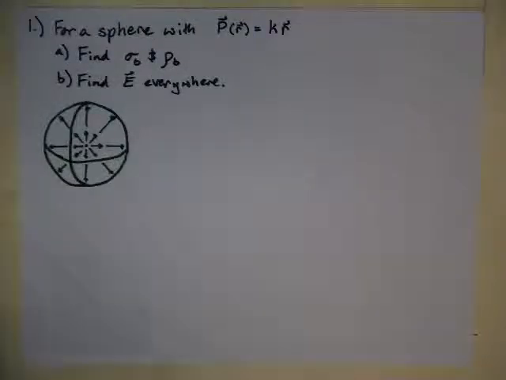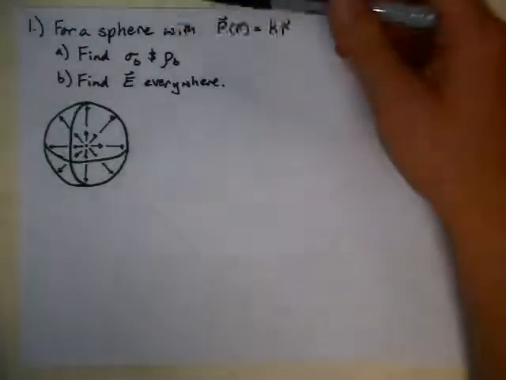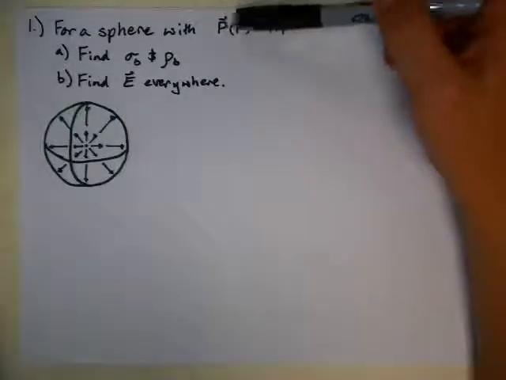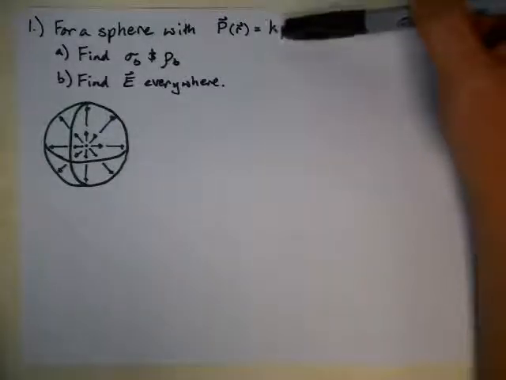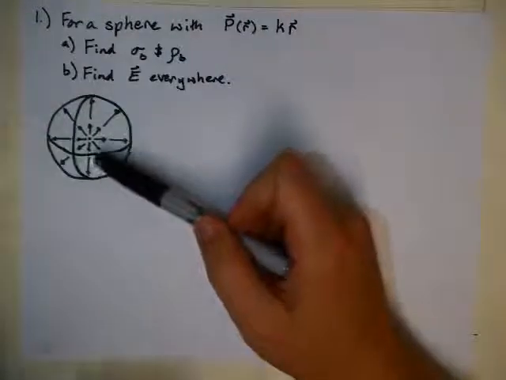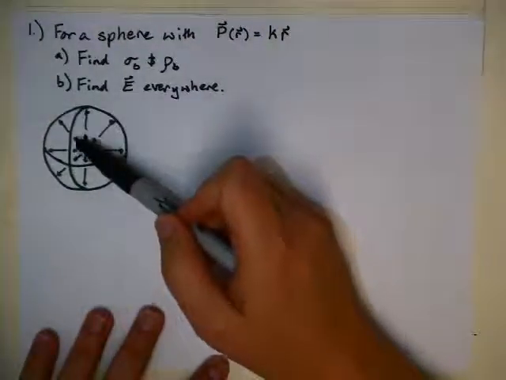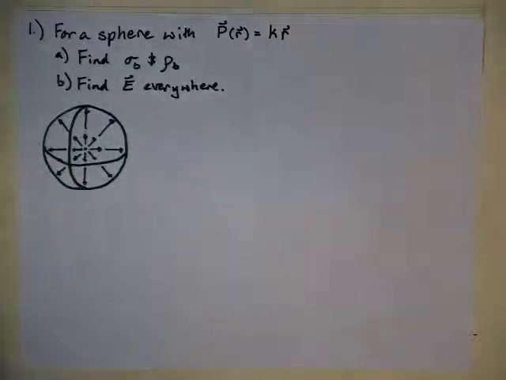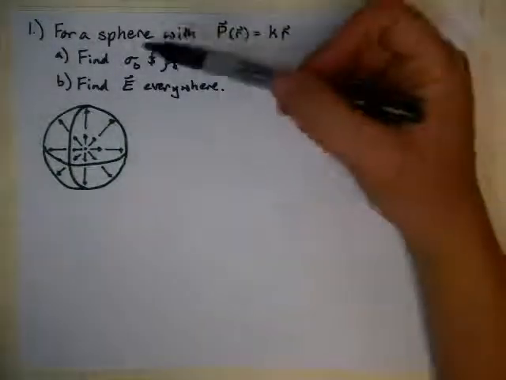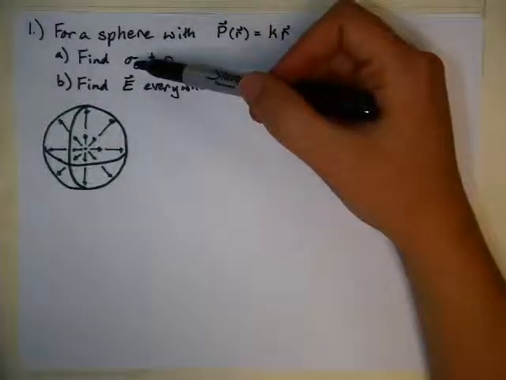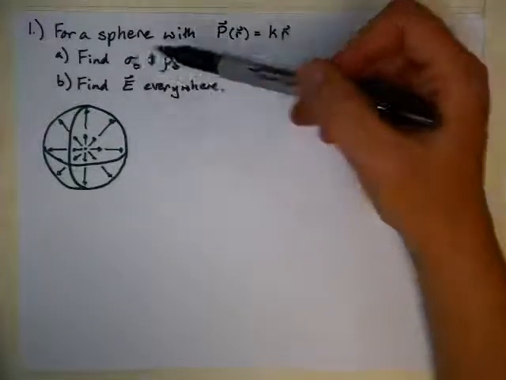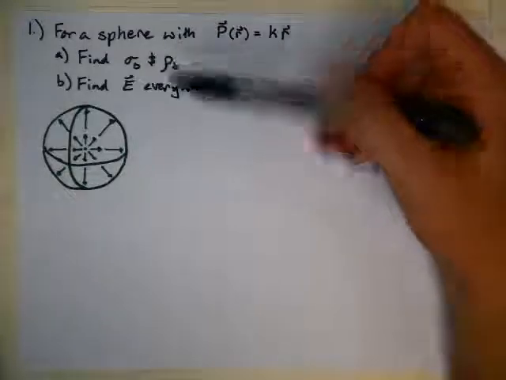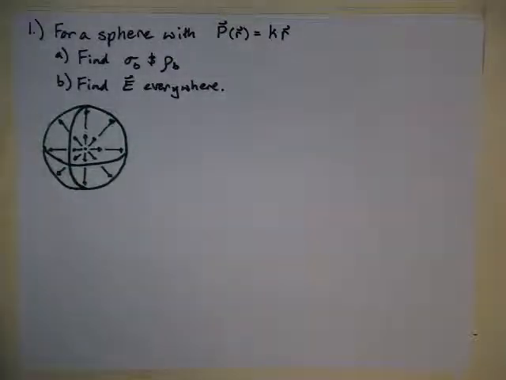Homework 6, problem 1. For a dielectric sphere with a locked-in polarization P of r given by kr, so it's a radially pointing polarization that's 0 in the center and grows bigger as you get further out. For these two situations, we want to find the surface charge, sigma b, the volume charge density, rho b, and we want to find the electric field everywhere for this configuration.